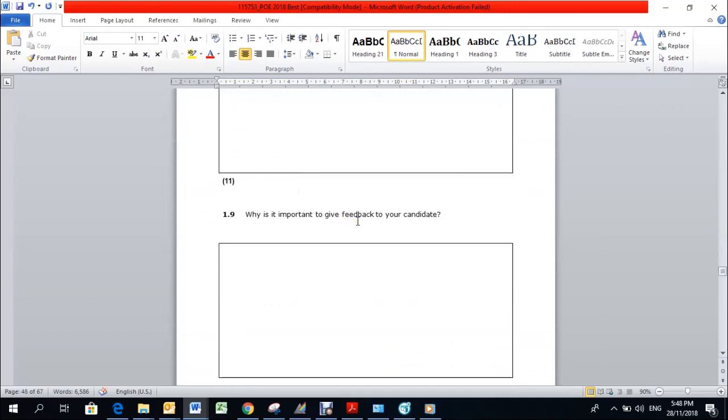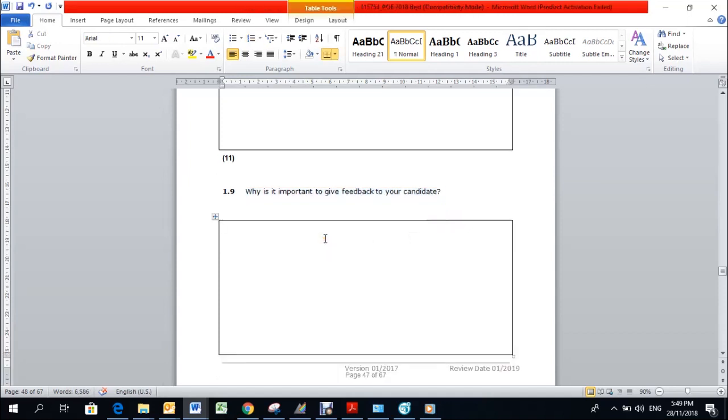Why is it important to give feedback to a candidate? You have done the training, the learners are happy. After doing the training, you still need to give feedback. It's very important to indicate to the learner how they've performed. Some do feedback sessions where they give the learner the feedback. As an assessor, you cannot just assess and pile the portfolios without letting the learners know how they performed.